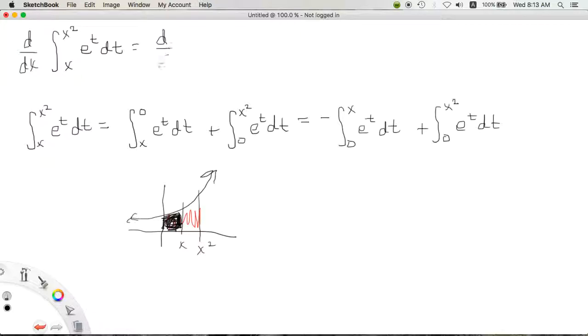So this can be rewritten as the derivative, and I'm going to rewrite it so it's this one minus this, just to make the negatives look easier to deal with. From 0 to x squared of e to the t dt minus the integral from 0 to x of e to the t dt.